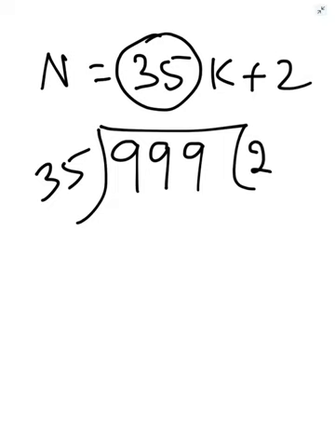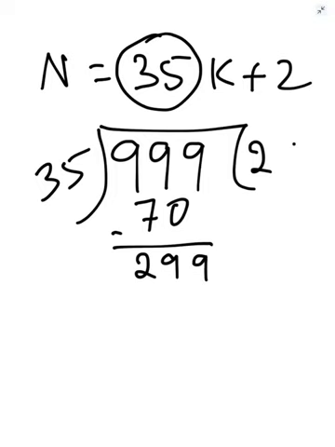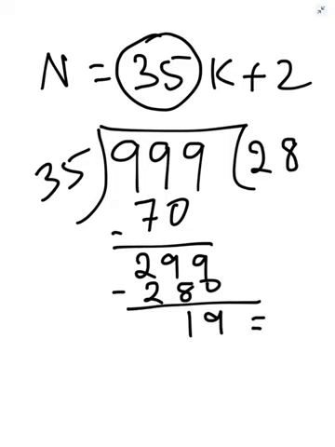So 35 2s are 70. So what you will get? 29 and 9, 299. So now I will see 35 into 8, 280. The final remainder is 19. So when I divide 999 by 35, I got remainder 19, which is less than 35. So further we cannot divide. So we have to stop here. The final remainder is 19.